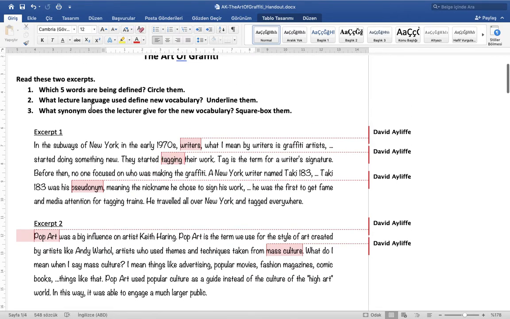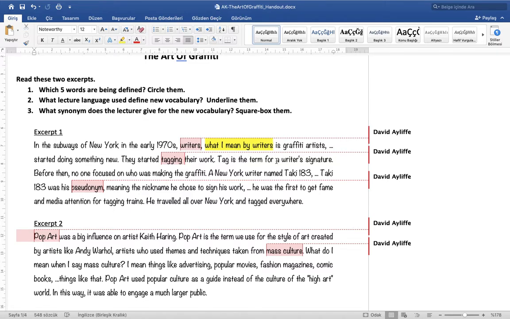Now let's look at the examples. There are small paragraphs. Read these two excerpts. We are reading these excerpts and looking for the vocabulary that is defining something new. For example, in the first sentence, in the subways of New York in the early 1970s, writers. What I mean by writers. So you hear this word, please take note. What I mean by writers is blah blah blah. They started tagging their work.